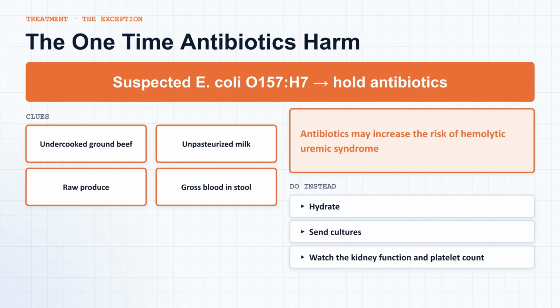Go back to the mechanism slide. Antibiotic stress on the organism can drive more Shiga toxin release, and it is the toxin that injures the kidney. So when the story is bloody diarrhea after a hamburger, you hydrate, you send cultures, and you wait, and follow the labs for about a week. A falling platelet count with a rising creatinine is the signal you cannot miss.